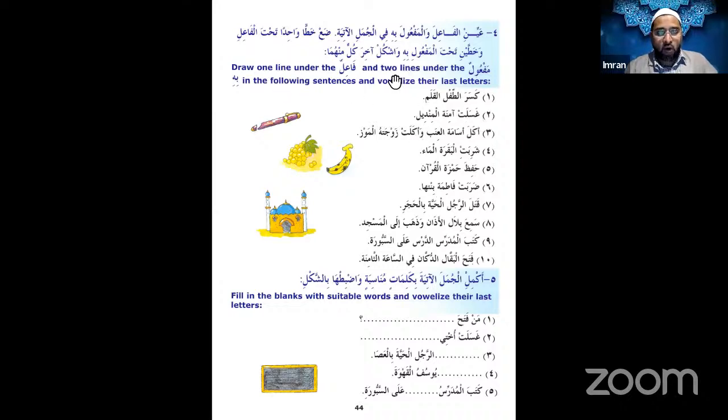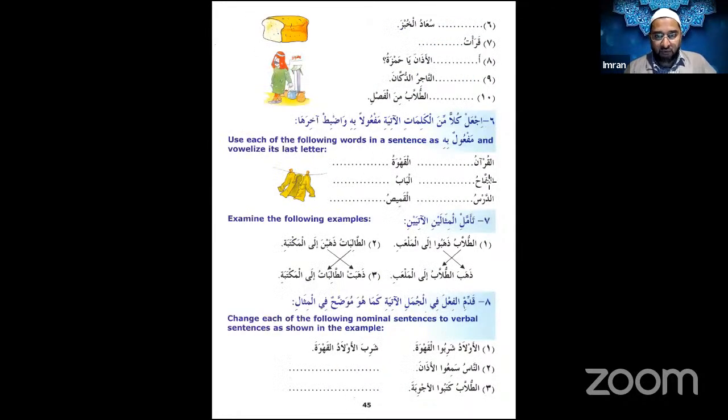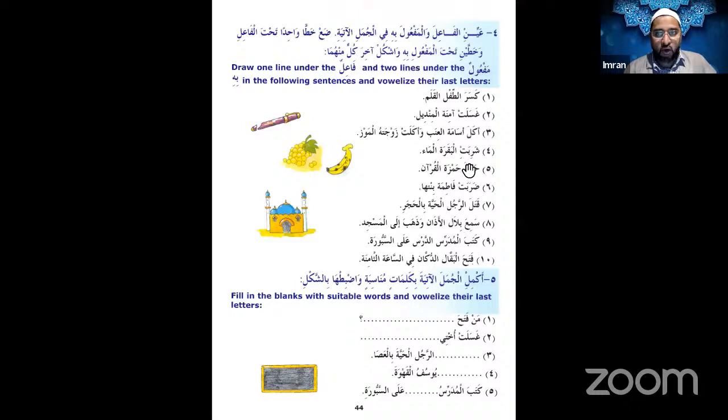Okay. Now, what I'm going to do, there's 9 of us. I'm going to give everyone 4 questions to read because there's quite a bit of exercises. So it says, draw 1 line under the fa'il, 2 lines under the maf'ul bihi in the following sentences and vocalize their last letters. I'm going to ask everyone to do 1 each in this exercise, and then I'll ask everyone again for the next exercise. So Sister Zinat, Bismillah, Kasara.